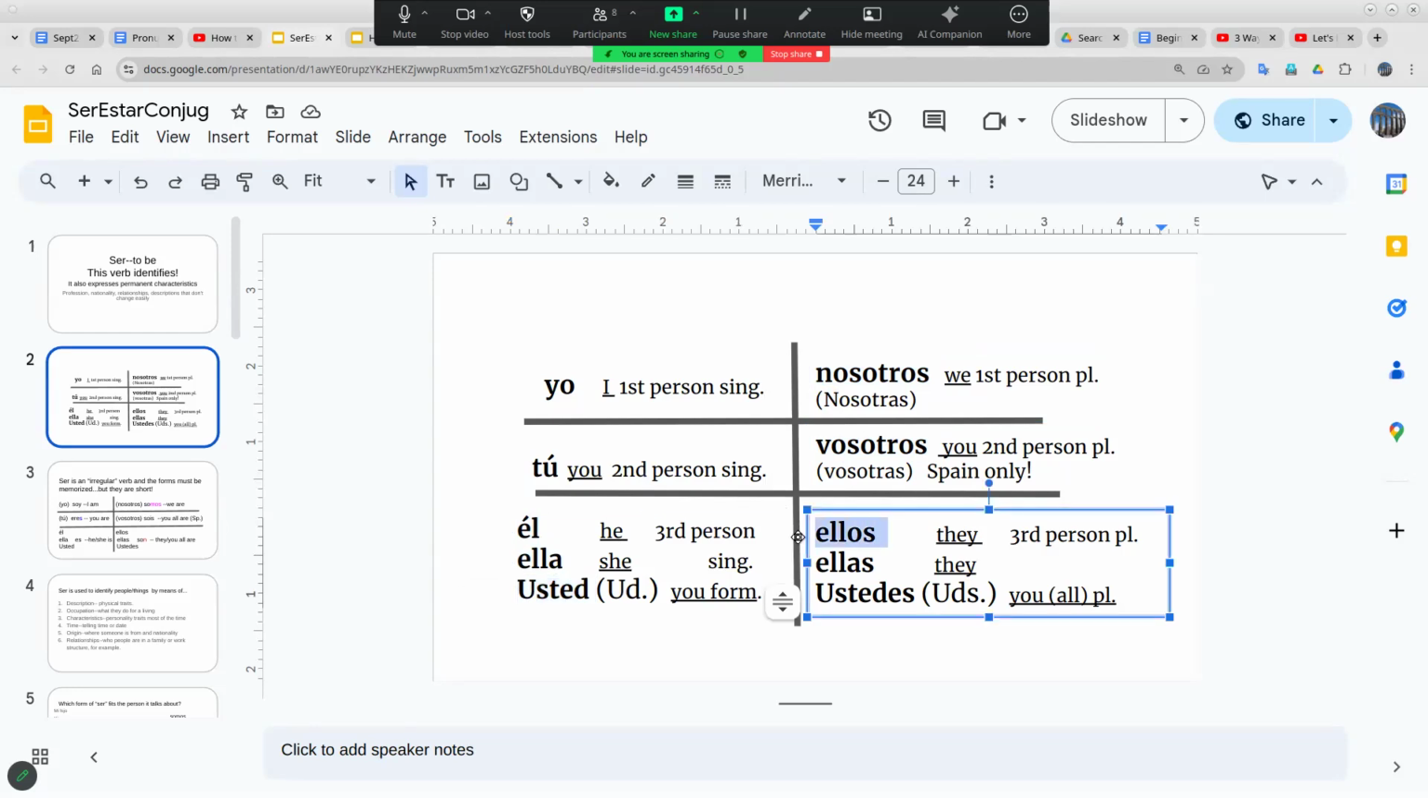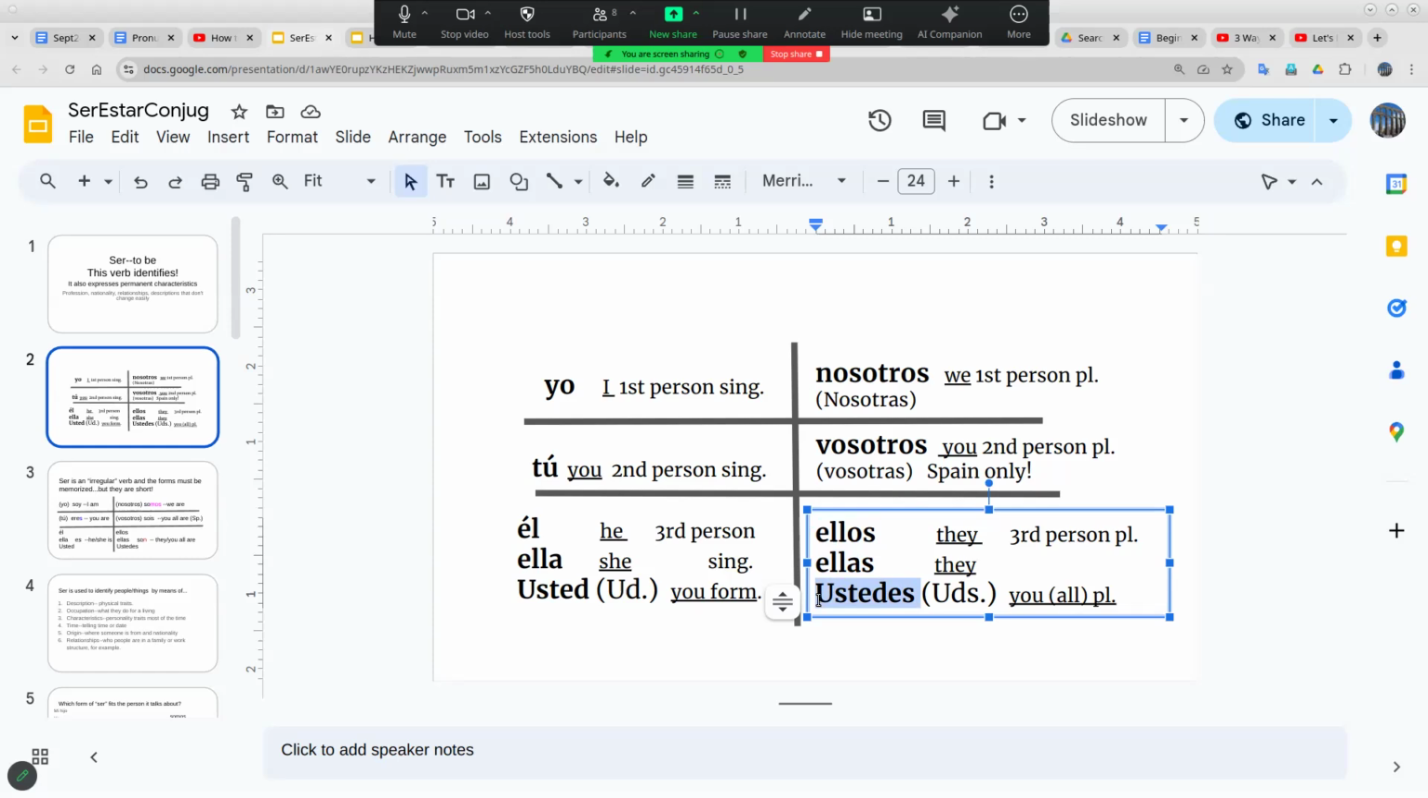Ellos, they. That means they, all guys, or a mixed sex group, both guys and girls, or men and women together, becomes ellos. Ellas has to be all ladies. Ellas, they, but all feminine, all female. And ustedes, the plural of usted, you guys.